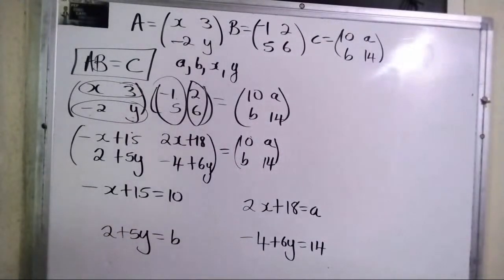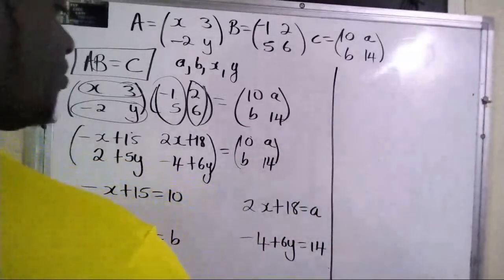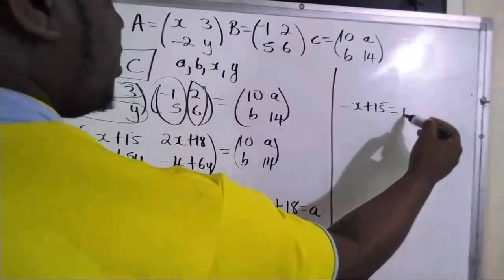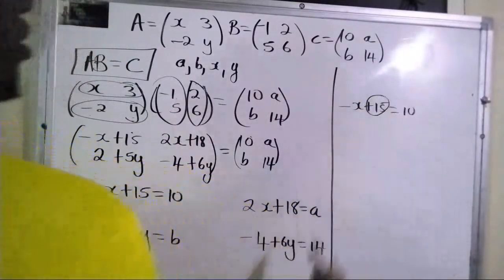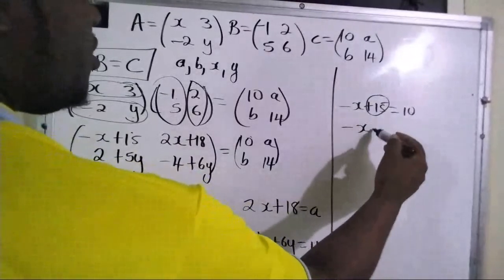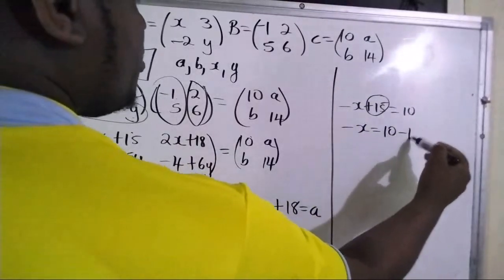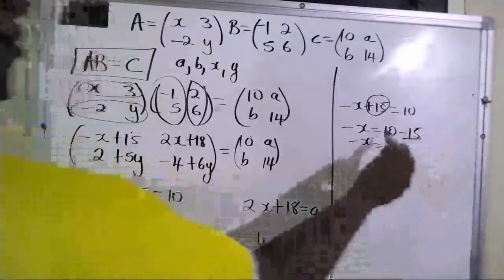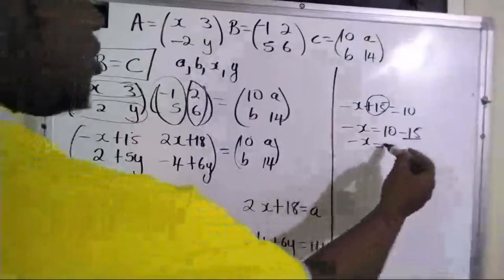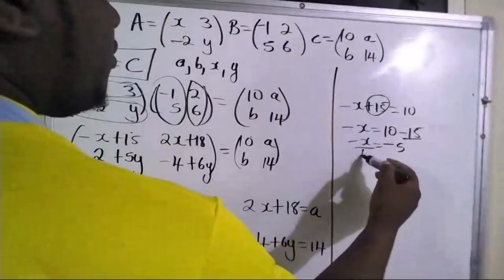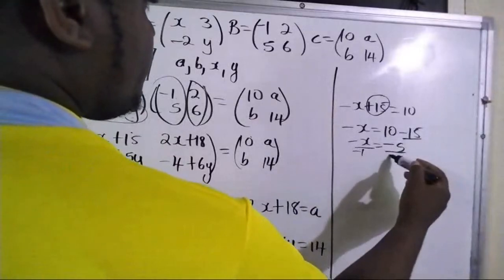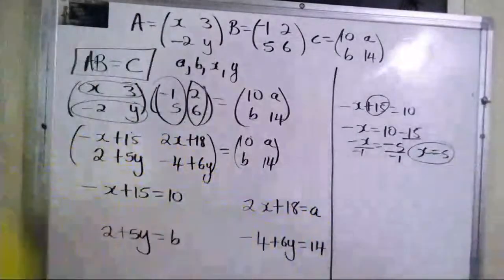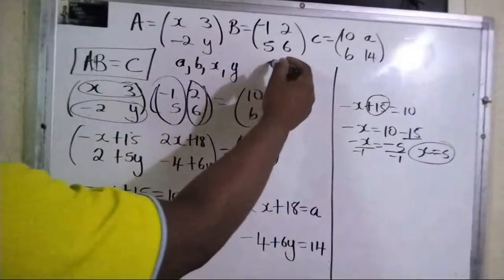So let's solve for x first. It's negative x plus 15 equal 10. So we subtract 15 from both sides. So negative x is equal to 10 minus 15, and that's going to give us negative 5. So therefore, x is equal to 5. So we know that the value of x is 5 now. So we can put it here.